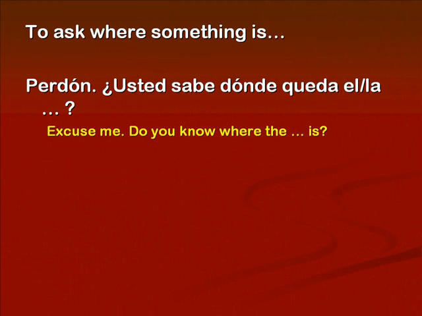Now, one thing to mention quickly is that when you're asking for help from other persons, you want to be as polite as possible, which usually means using the usted form of address and the corresponding verb conjugation. So, first of all, to ask where something's located, you're going to say the following. Perdón, ¿usted sabe dónde queda el or la and then the name of the place?